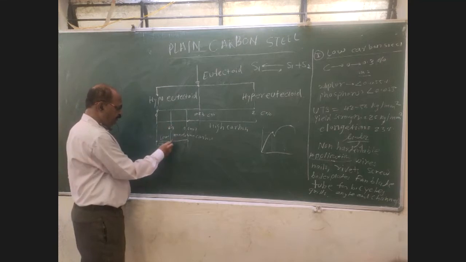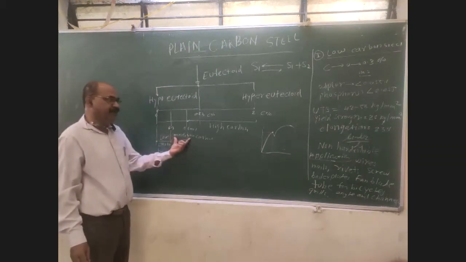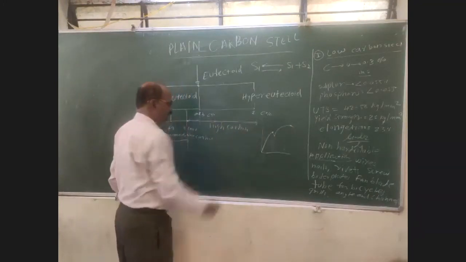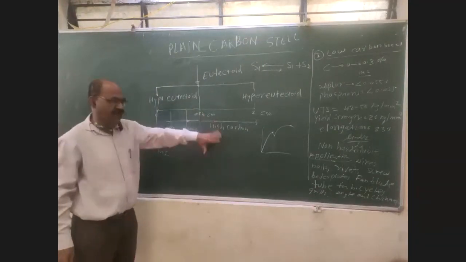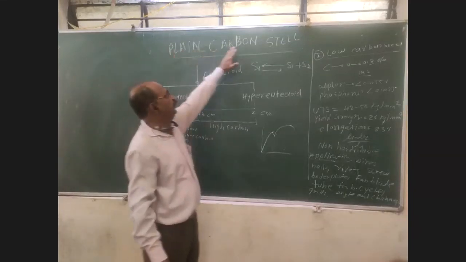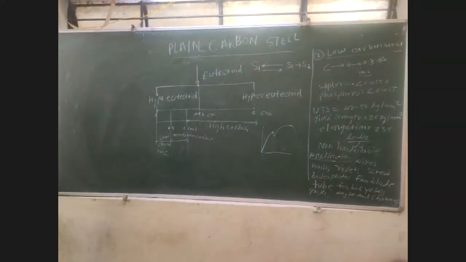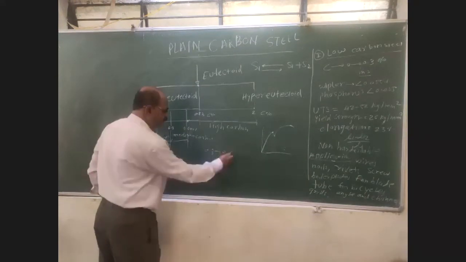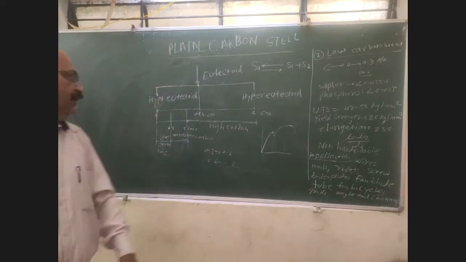Up to 0.3% carbon, it is called low carbon steel. After this, medium carbon steel, and from here onward, this is the high carbon steel. These are the three categories of plain carbon steel. A question will come: how much is the carbon percentage? Low carbon steel, 0.3. Medium carbon, 0.3 to 0.6, and 0.6 onward up to 2% is called the high carbon steel.